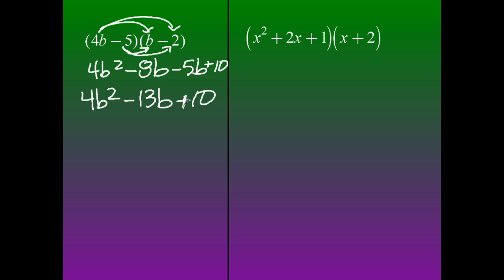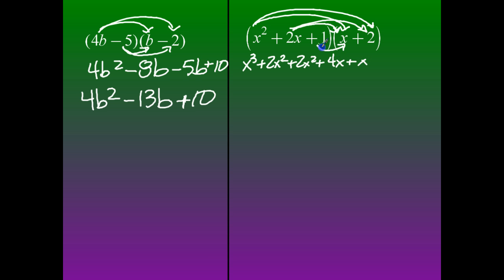Looking good. Okay, let's try this one. Again, I'm going to do each piece times these. So x squared times x is x cubed. X squared times 2 is going to be 2x squared. 2x times x is 2x squared. 2x times 2 is 4x. 1 times x is x, and 1 times 2 is 2. Combine my like terms, and I get x cubed. 2x squared and 2x squared is 4x squared, plus 5x plus 2. There we go. And there you have it.